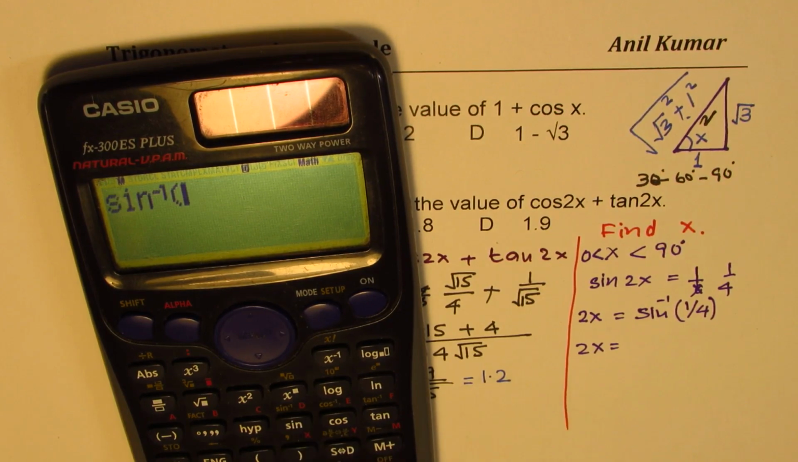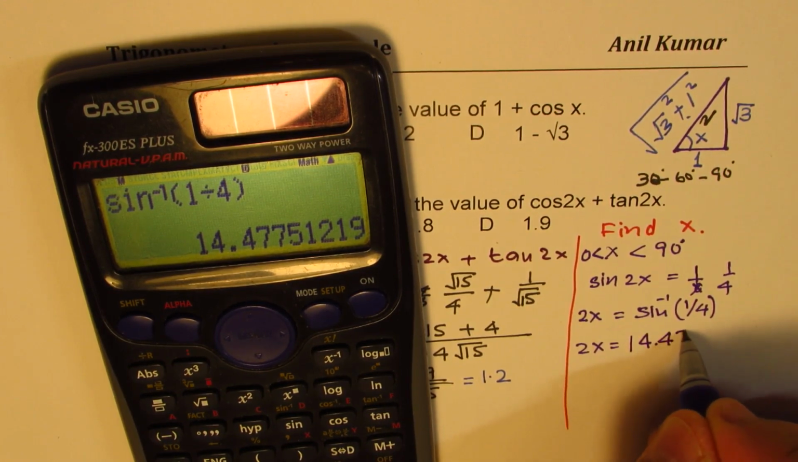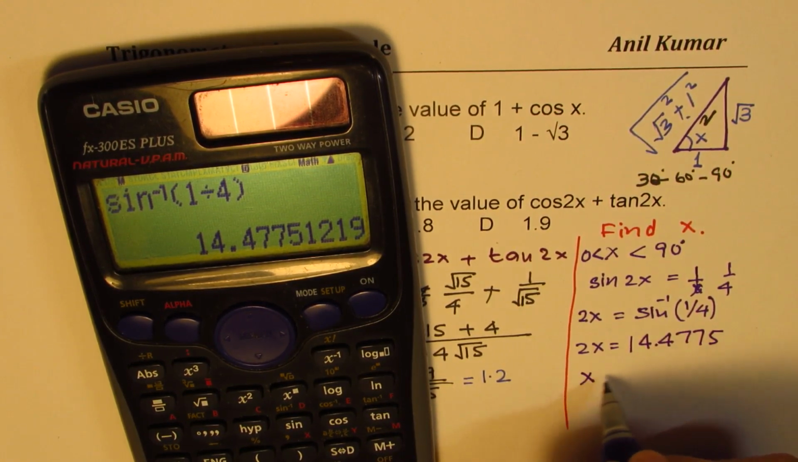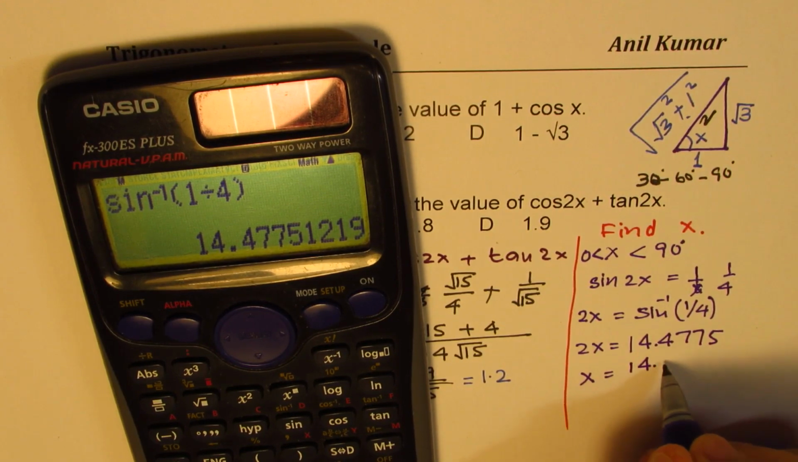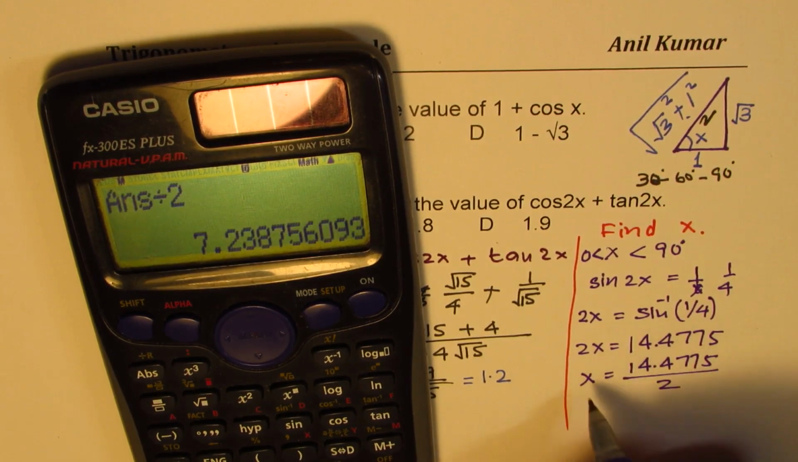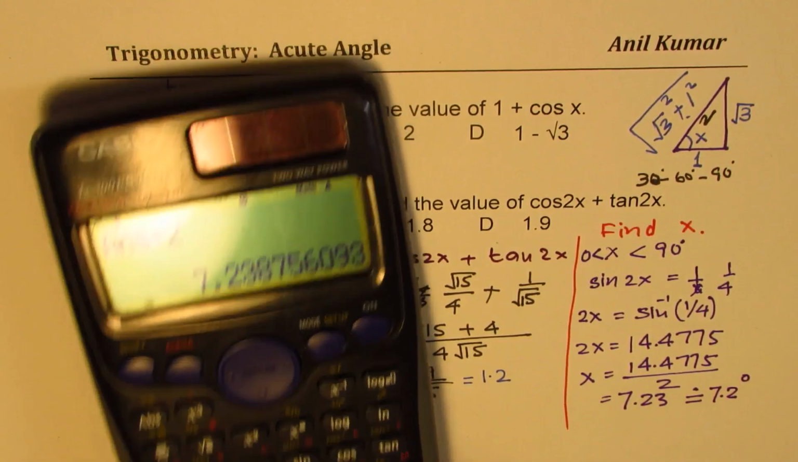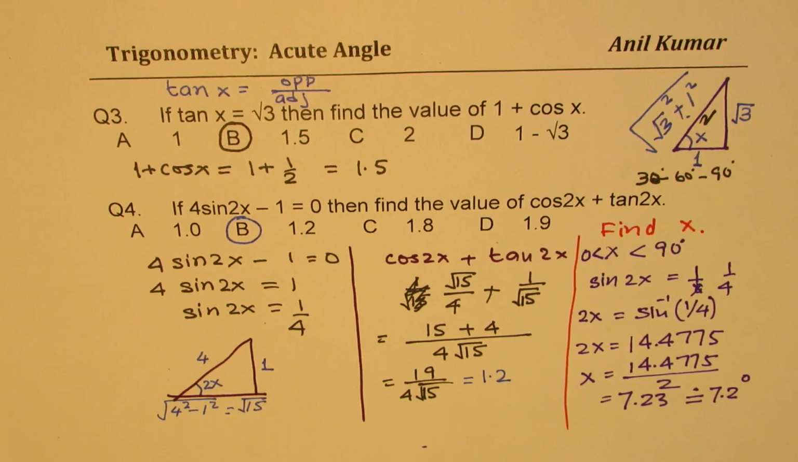Shift sine and 1 divided by 4 in the bracket. We get 14.4775. X is half of that, right? So we'll divide 14.4775 by 2 to get our answer, which is 7.23, or approximately 7.2 degrees. So x is 7.2 degrees in our case. Perfect. So that is how we can actually solve these questions.